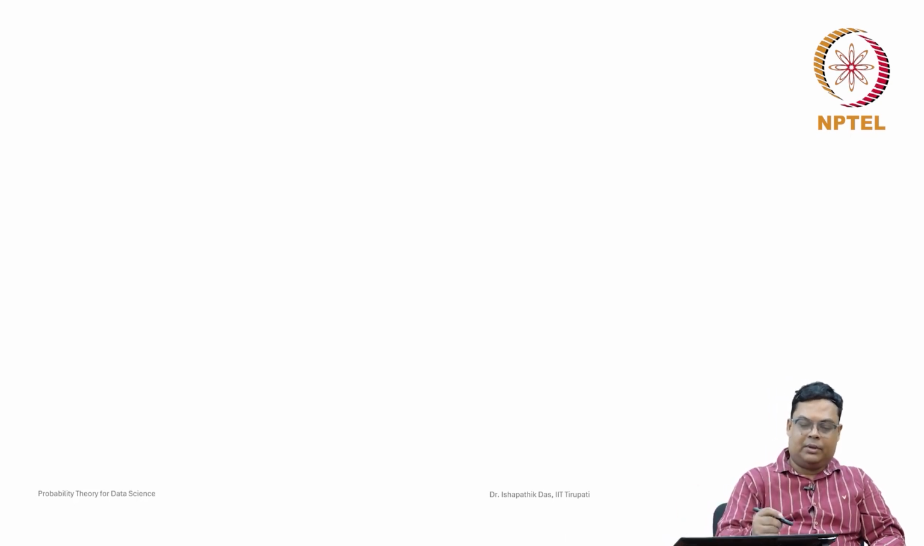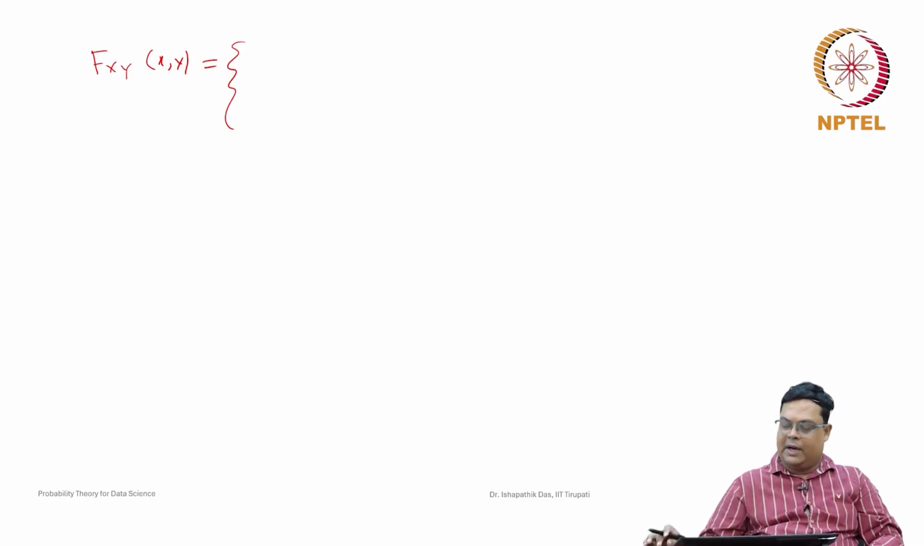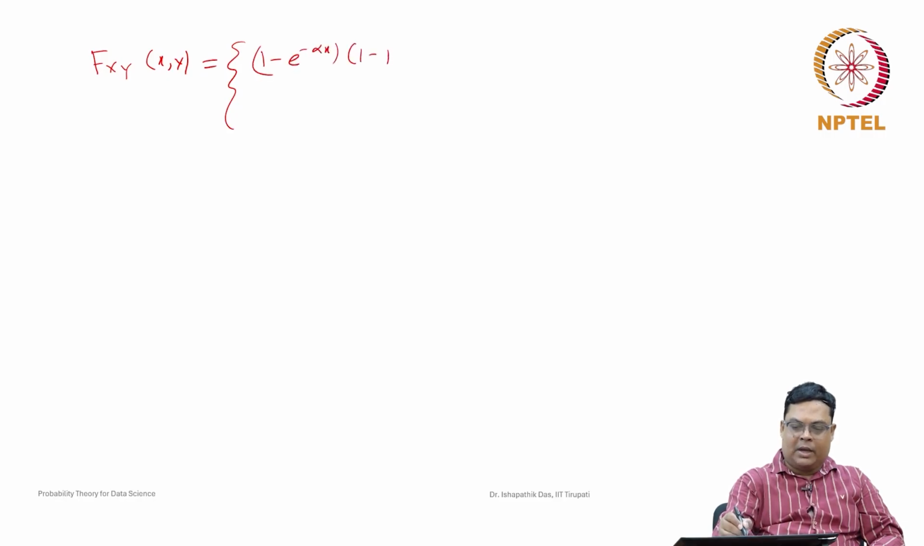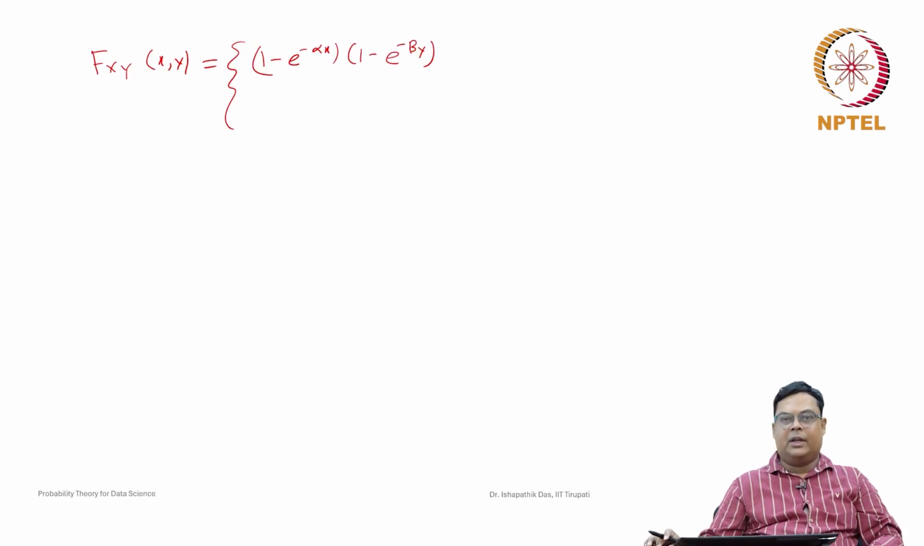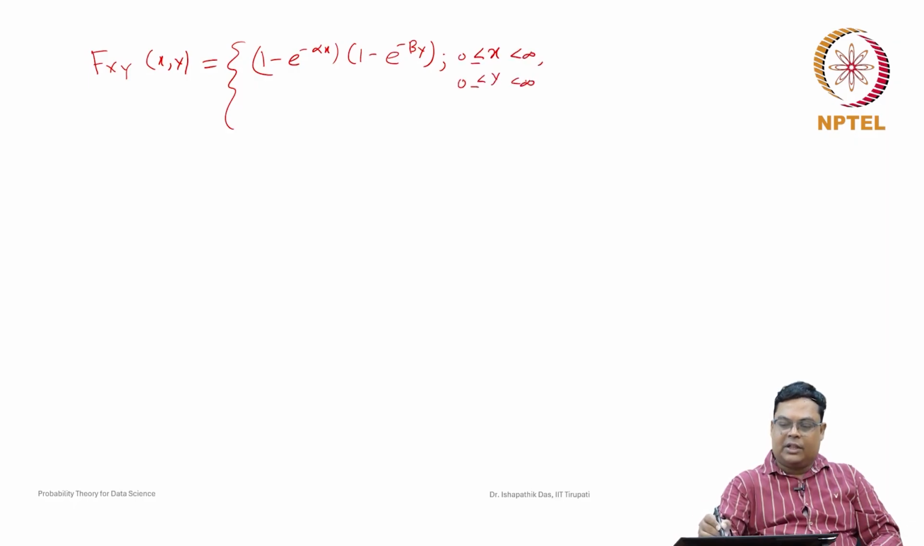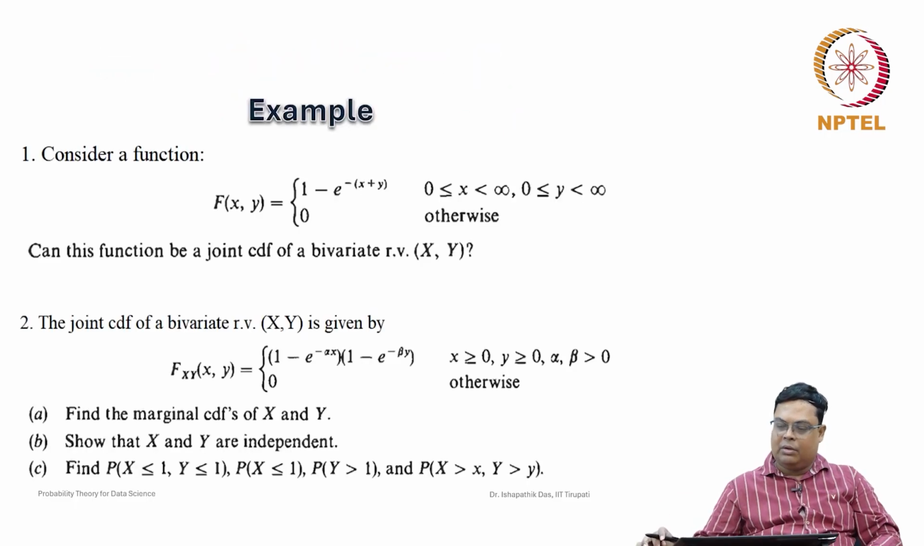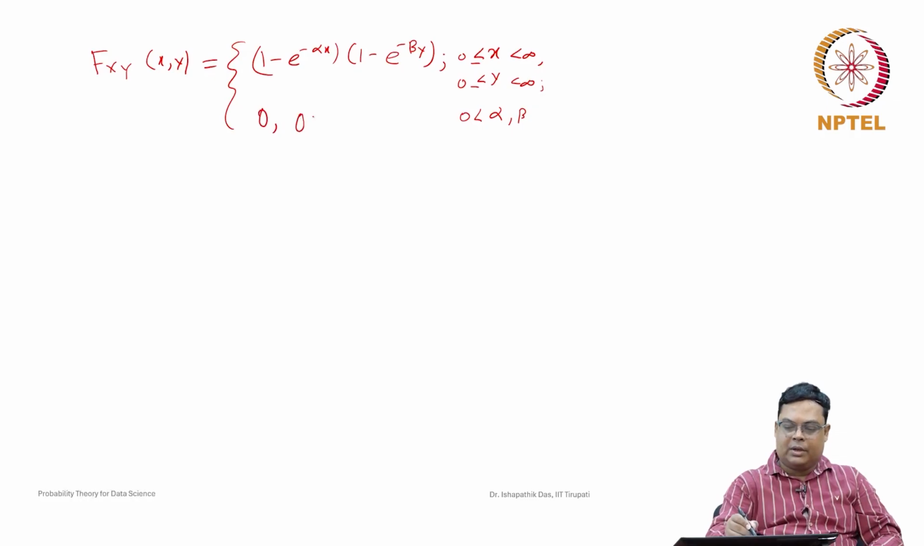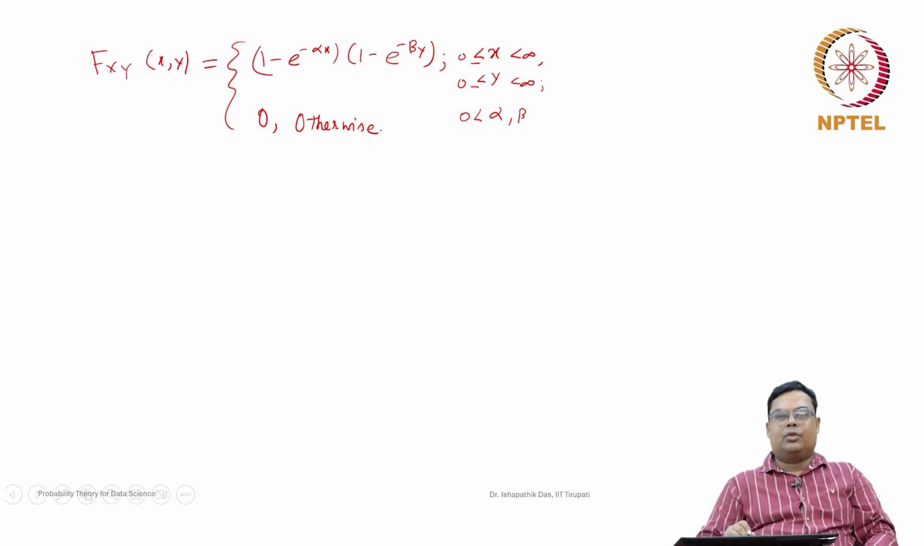So, this F_XY(x,y), of a bivariate random variable, is defined as 1 minus e to the power of minus alpha x, into 1 minus e to the power of minus beta y, whenever x is greater than or equal to 0 and less than infinity, y is greater than or equal to 0 and less than infinity, alpha, beta greater than 0, and 0 otherwise.